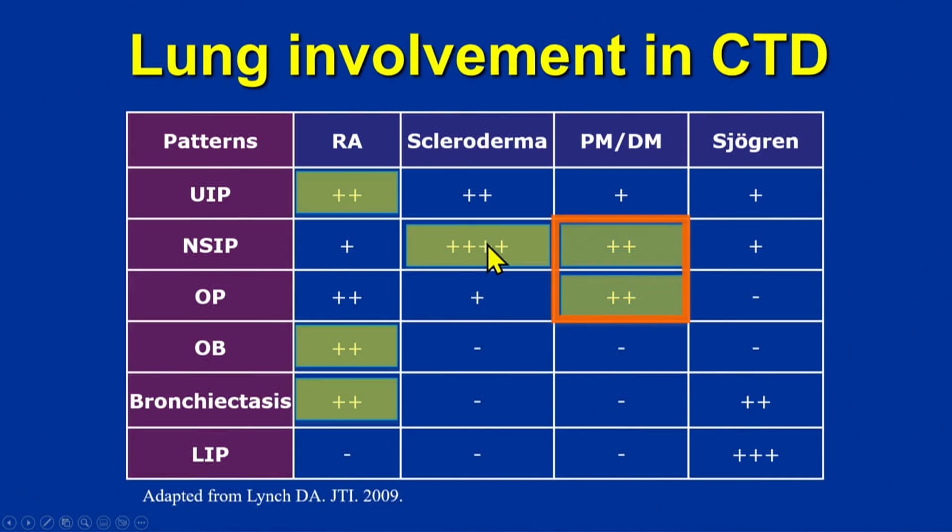With myositis, it's usually going to be this interesting combination of NSIP and OP. I'll show you a couple examples of that. And with Sjogren syndrome, at least in my clinical practice, it tends to be lymphocytic interstitial pneumonitis.